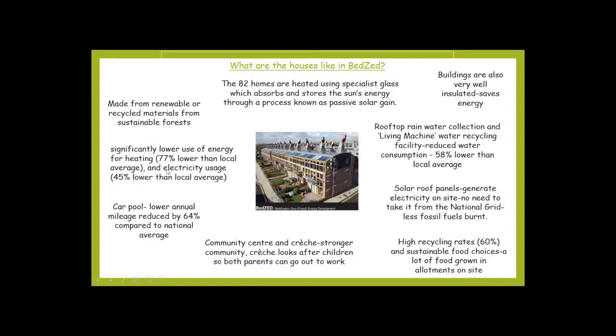Significantly lower use of energy for heating and electricity, because you've got the solar passive gain. You've got the really well insulated homes, so you don't use as much energy.